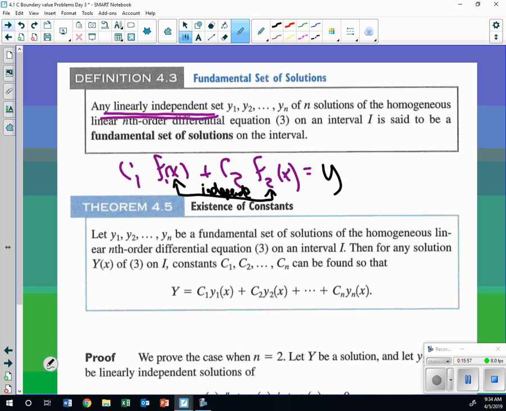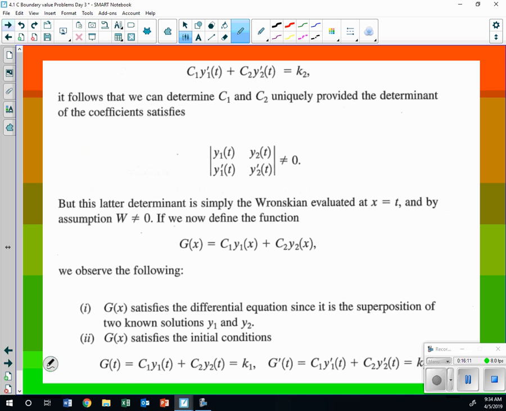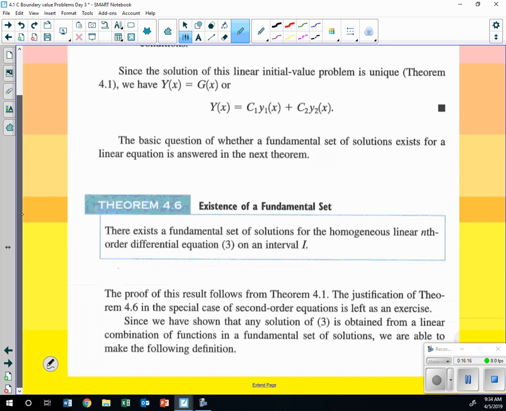That makes sense, doesn't it? Why does that make sense? If they weren't independent, if they were dependent on each other, they would just form one with one constant. So that's why we have to look at that independence. And they had a nice proof with that: the existence of the fundamental set.